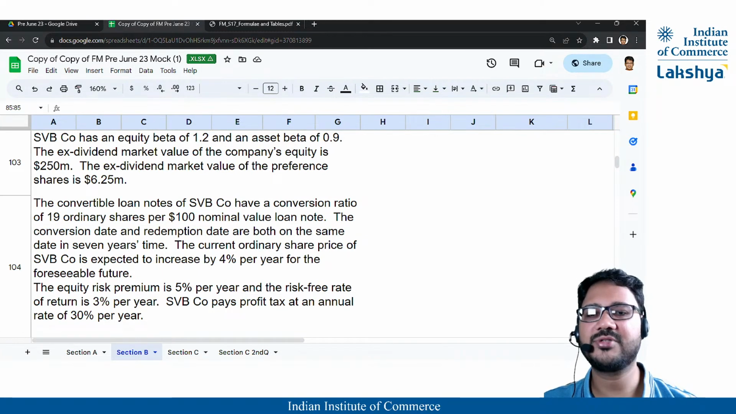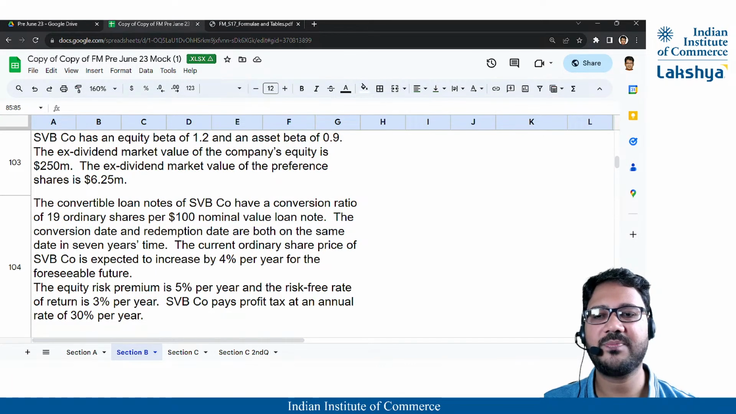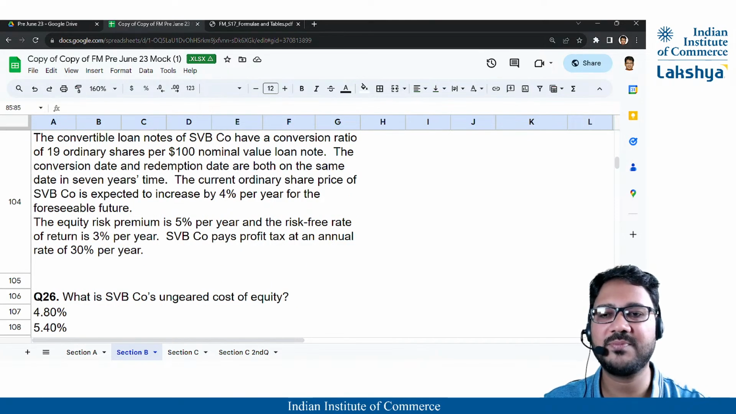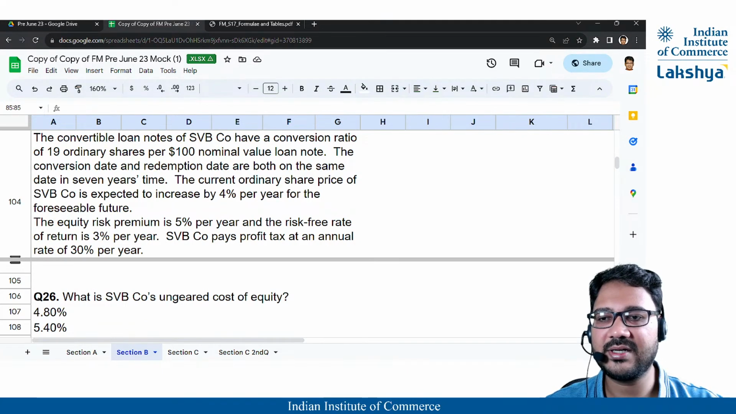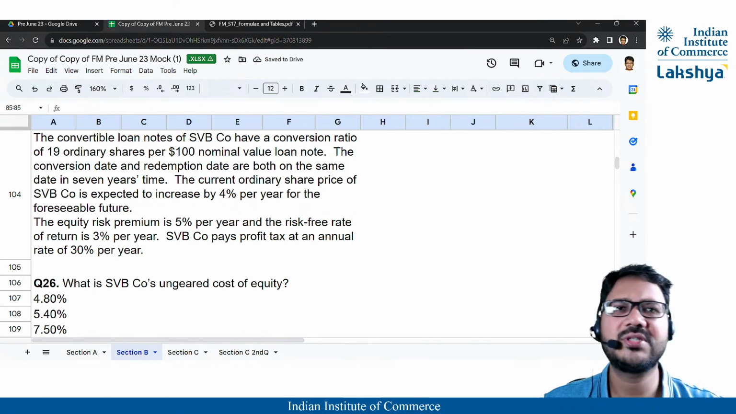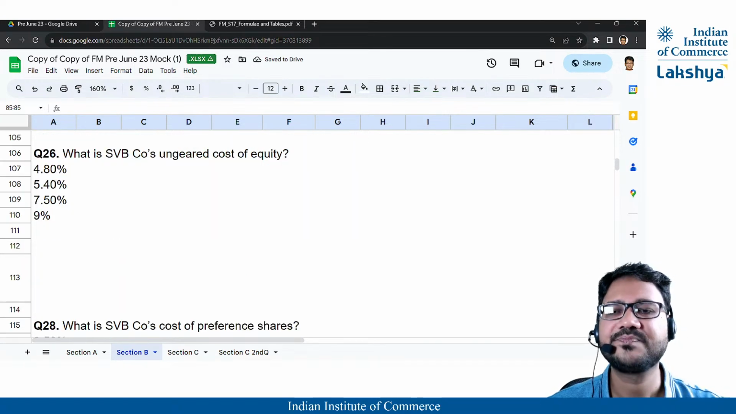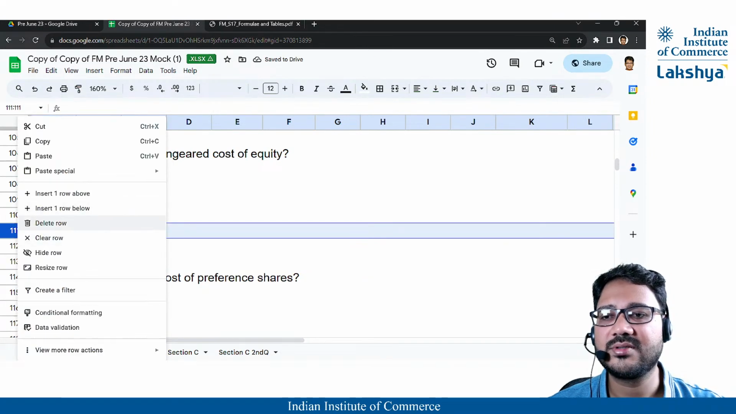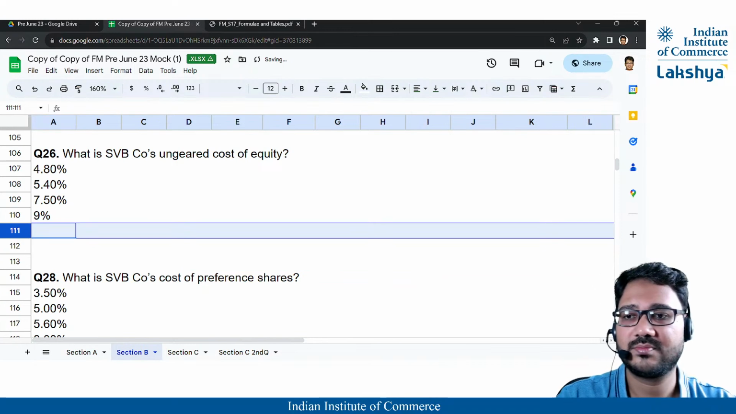The conversion date and redemption date are both on the same date in 7 years' time. The current ordinary share price of SVB company is expected to increase by 4% per year for the foreseeable future. The equity risk premium is 5% per year and the risk-free rate of return is 3% per year. SVB pays tax at an annual rate of 30% per year. So almost everything is given to us. Now we are asked to find the... wait, let me just delete this. Oops.